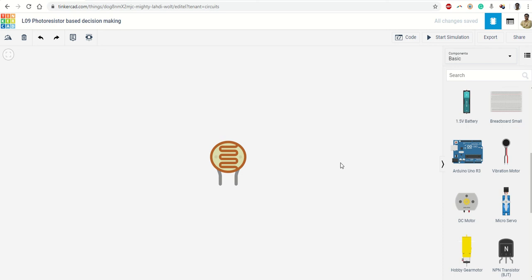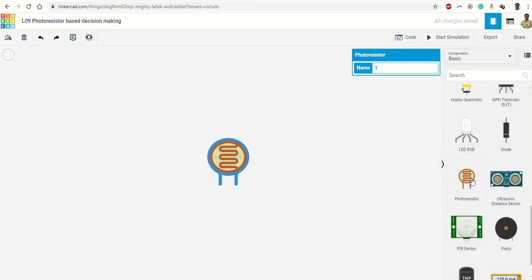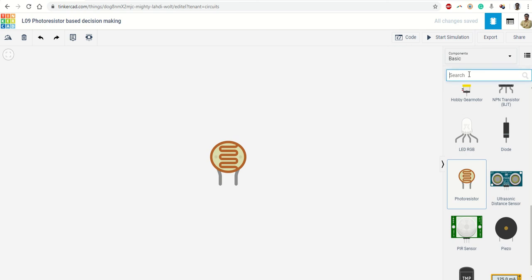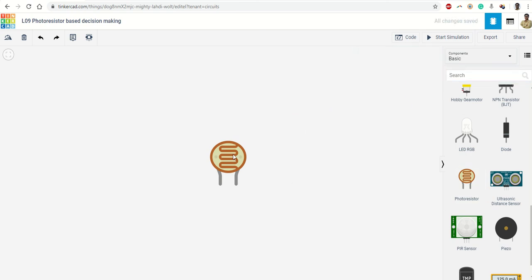some decisions. So the first sensor which we are going to use is a photoresistor which we have picked from the library. Here is the photoresistor, or you can search it here. So this photoresistor is going to change the value of resistance if I change the light intensity on the surface. So let us check what is the range.